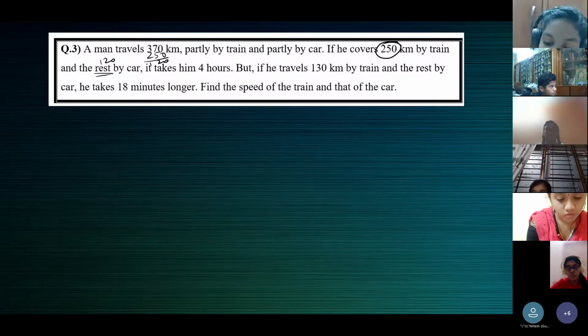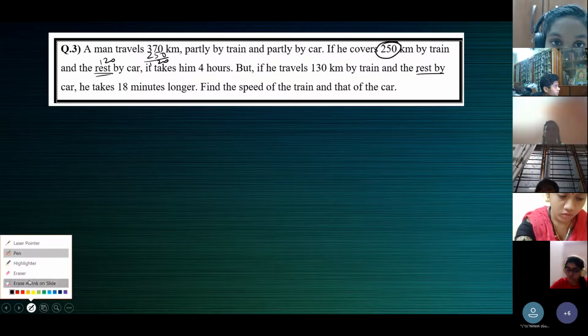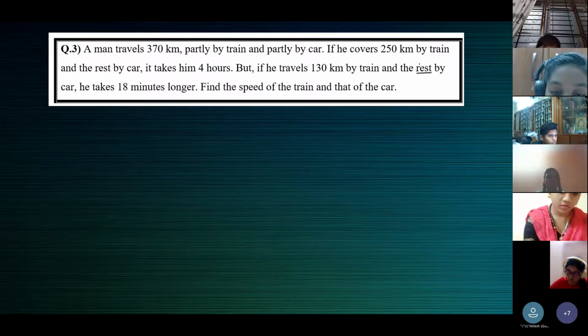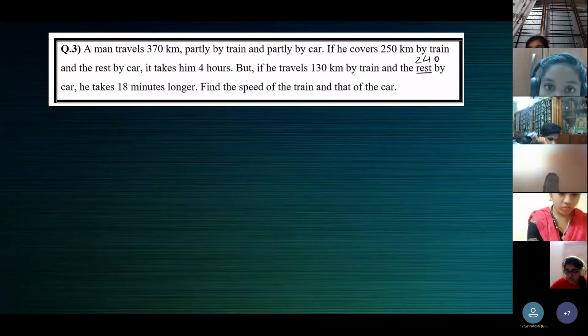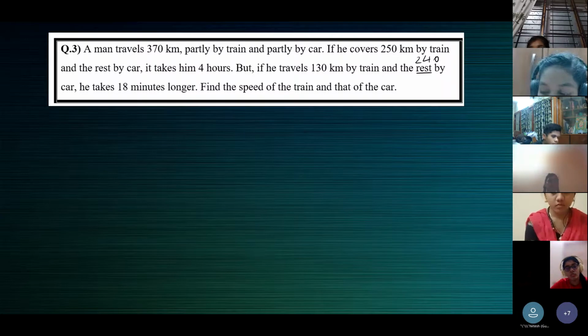Okay, let's read ahead. But if he travels 130 kilometers by train and the rest by car, what is the remaining distance? Rest by car? 370 minus 130? 240. Okay, so the rest is 240 kilometers by car. By car, he takes 18 minutes longer. He doesn't take 18 minutes. He takes 18 minutes longer.